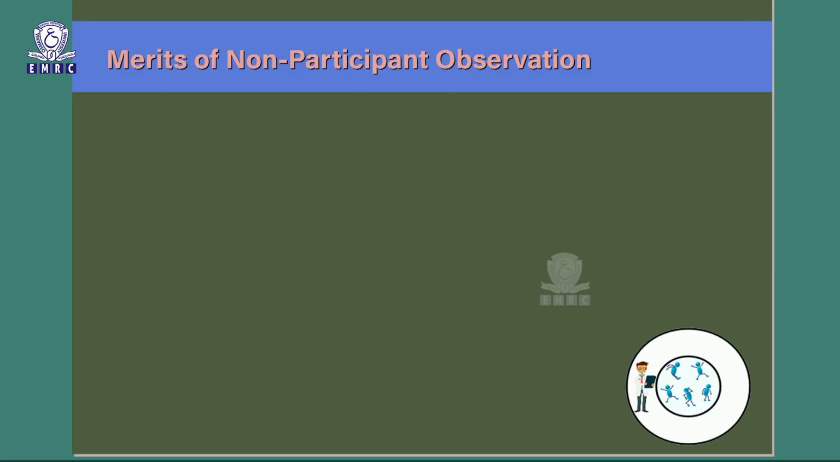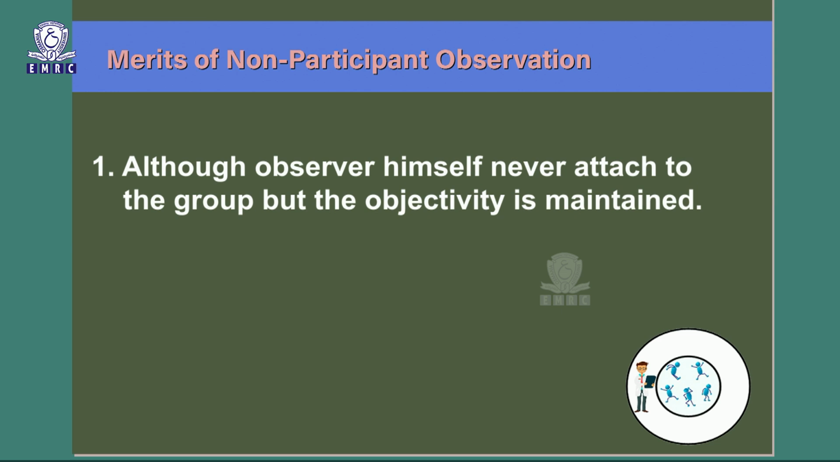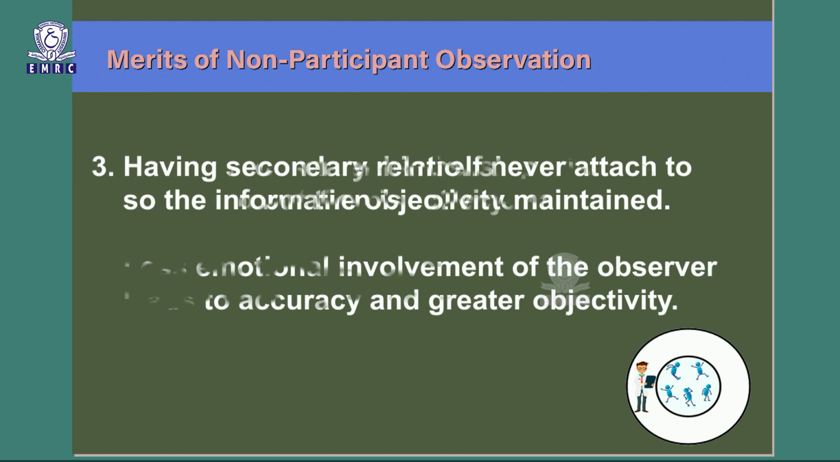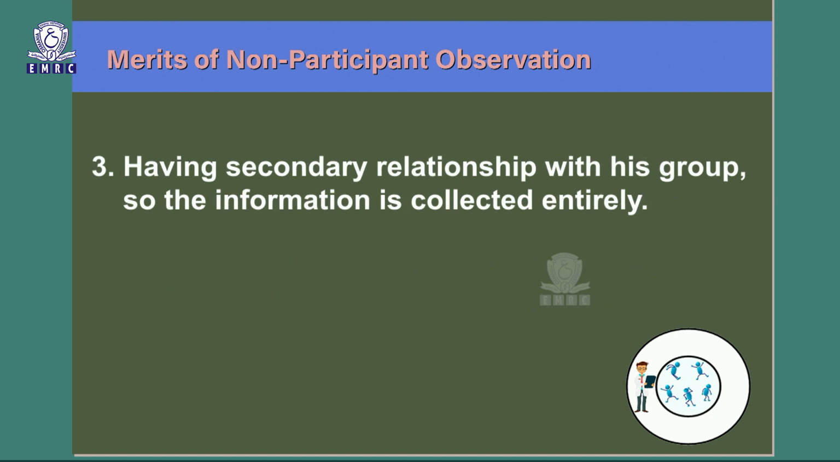But there are certain merits for this method, and the first one is, although the observer himself never attaches himself to the group, the objectivity is maintained. Less emotional involvement of the observer leads to accuracy and greater objectivity, and having a secondary relationship with his group, the information is collected entirely.